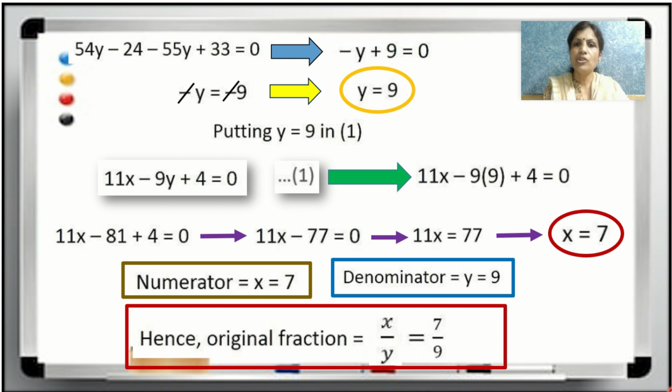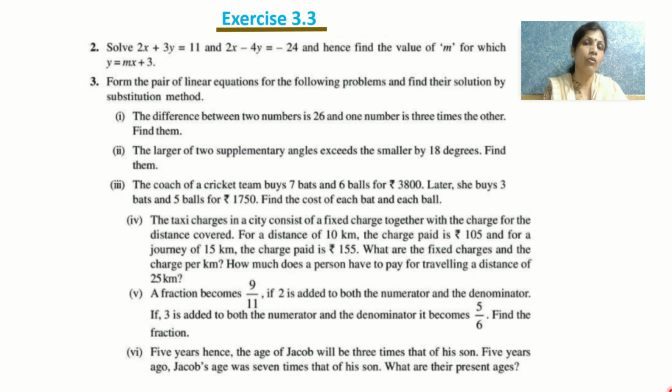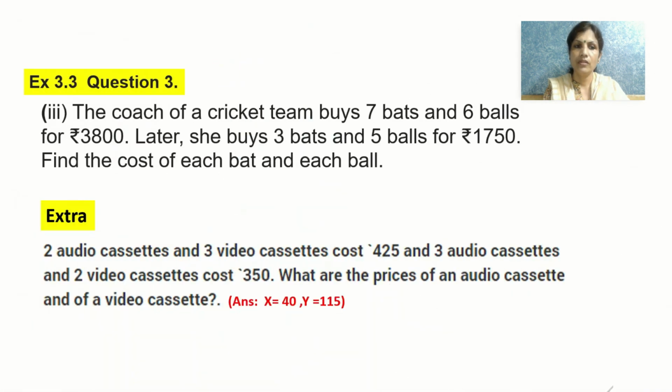Alright. So children, in this exercise 3.3, in the previous video lesson, question number 1 was already done. Today we have solved question number 2, and from question number 3 we have solved the first, second, fourth and fifth sums. Question 3 is for your homework, because I'm sure you will be able to do it. Along with that you are given one extra sum also. Please solve this extra sum and check your answer, because the answer is also given for you to check whether it is correct or not.